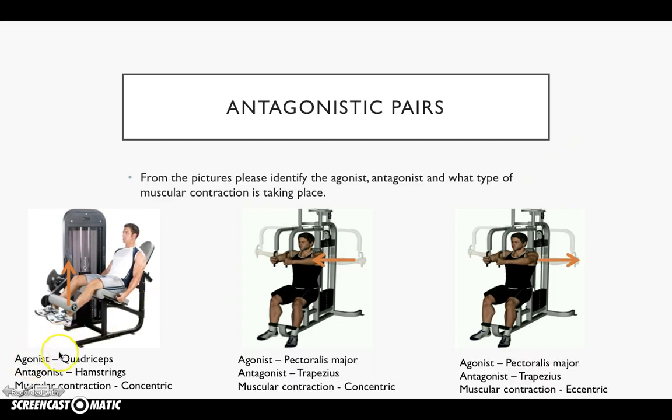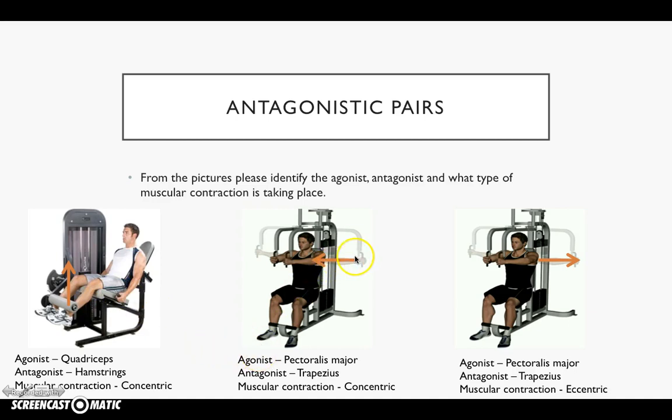So the agonist for this one is the quadricep, antagonist is the hamstring, and the muscle contraction is a concentric muscular contraction, i.e. we're moving the weight up. Concentric contraction, the muscle shortens under tension, and the antagonist is the hamstring, concentric.